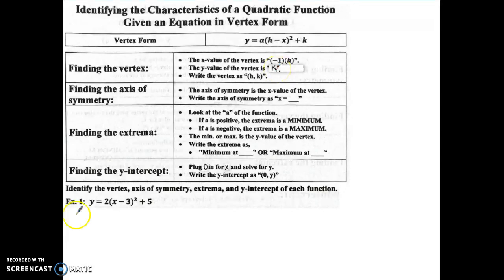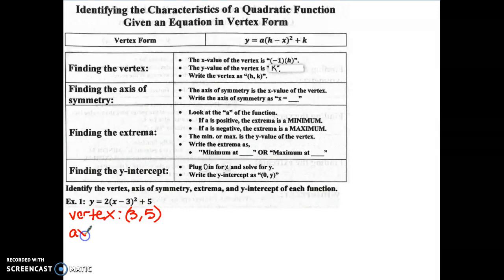So let's go ahead and identify our vertex. So there's no actual work that we have to do. This is in vertex form, so our vertex is very obvious. The x value of the vertex is negative 1 times h. So we see here that we have a minus 3 or negative 3. Well, the x value is 3. And now the y value of the vertex is just k. And for that k, we just have 5. So your vertex should be 3, 5.